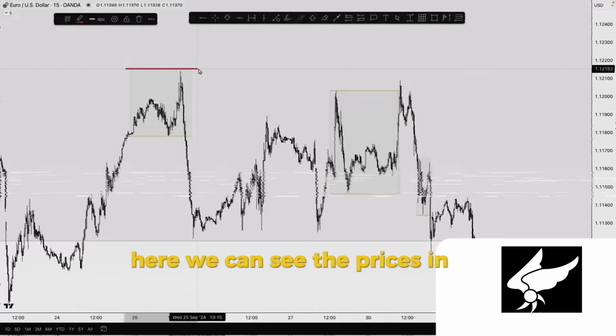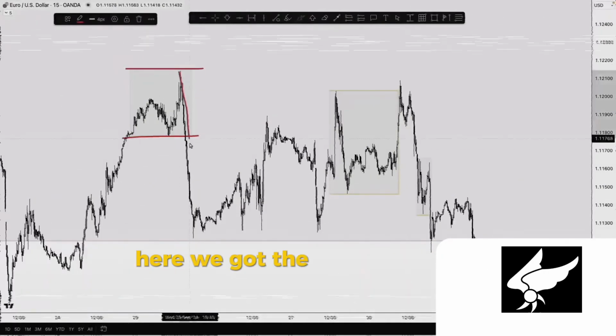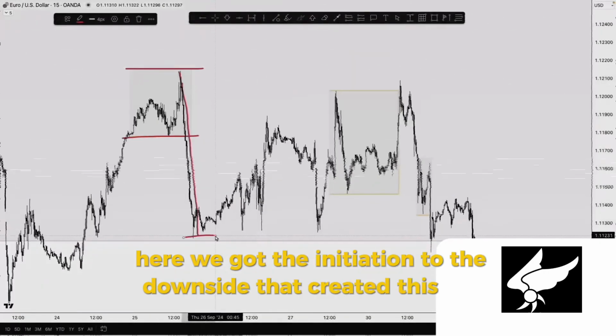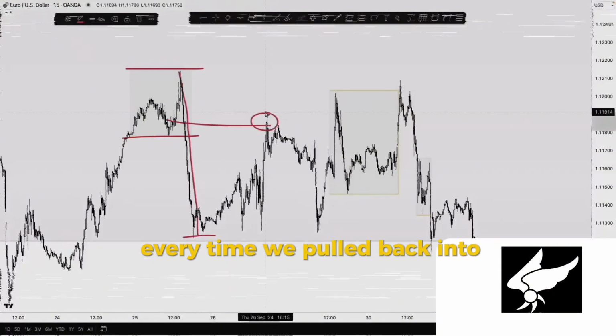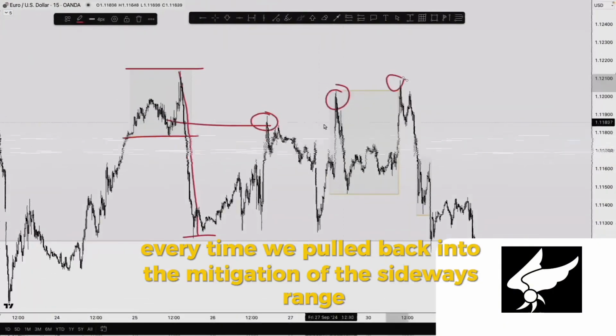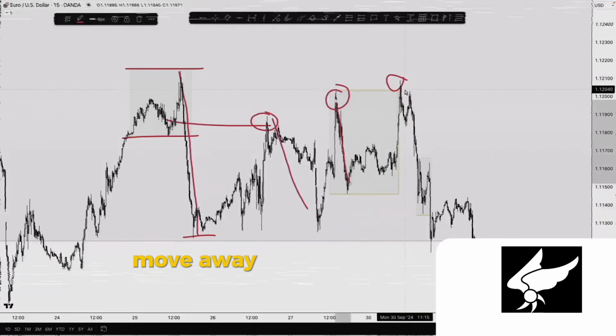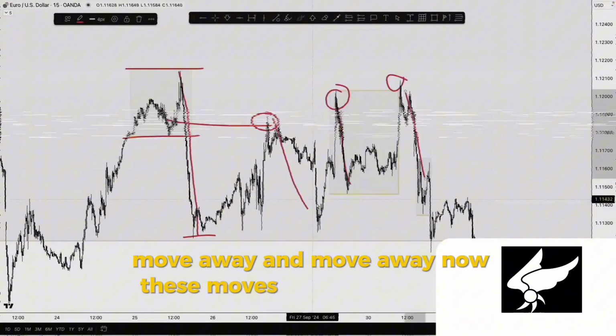We can see that price is in this sideways range here. We got the initiation to the downside that created this low. Every time we pulled back into the mitigation of this sideways range, what do we see? Move away, and move away. Now, these moves away are quite big.